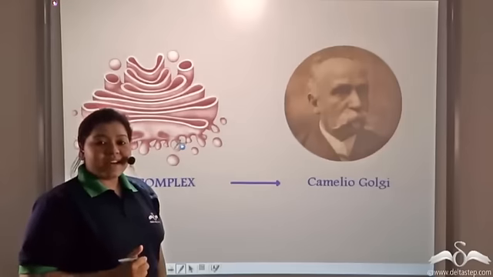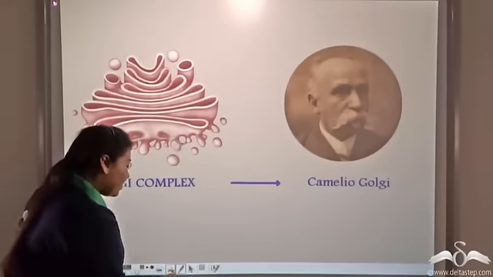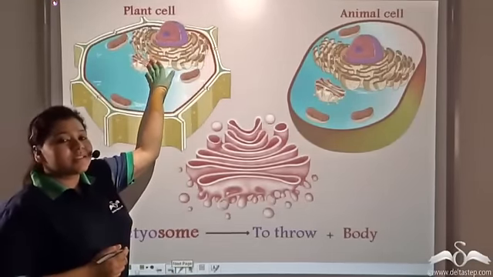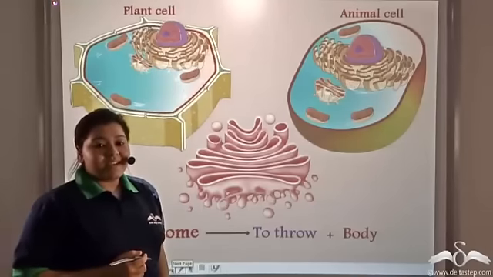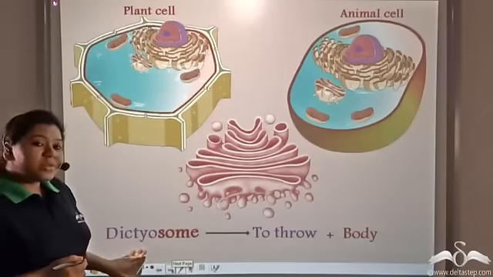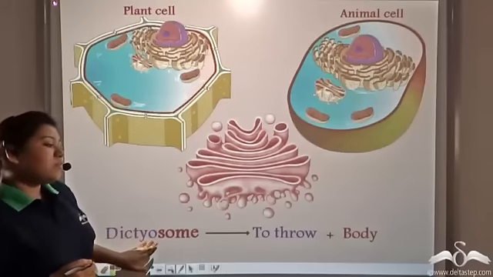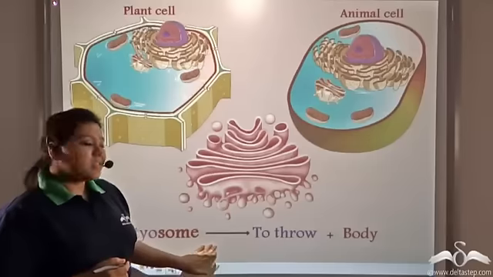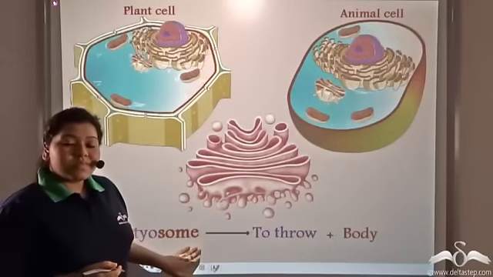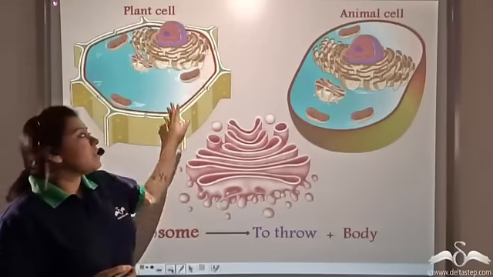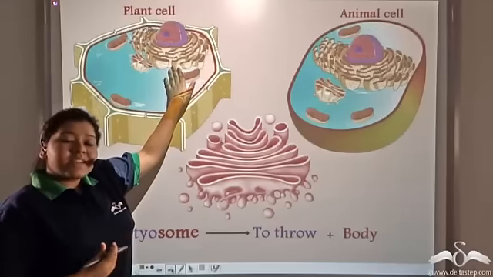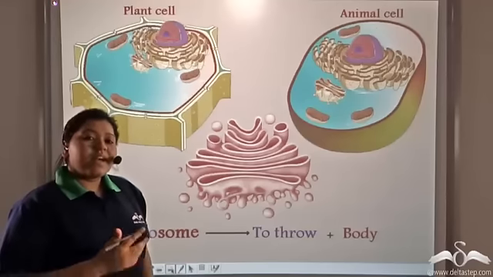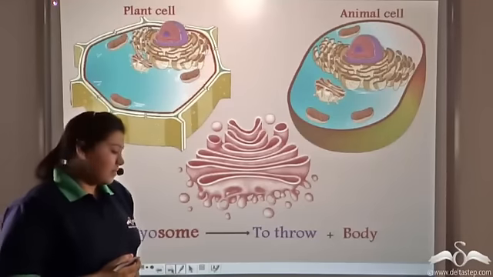Now, an interesting fact is that the Golgi complex that are present in the plant cells are not known as Golgi complex. They have a different name there. They are known as dictyosomes. Dictyo means to throw, and some comes from the word soma, which means body. So dictyosomes are organelles that are present in the plant cells, which scatter the proteins manufactured in the cell, within the cell, and also outside the cell.